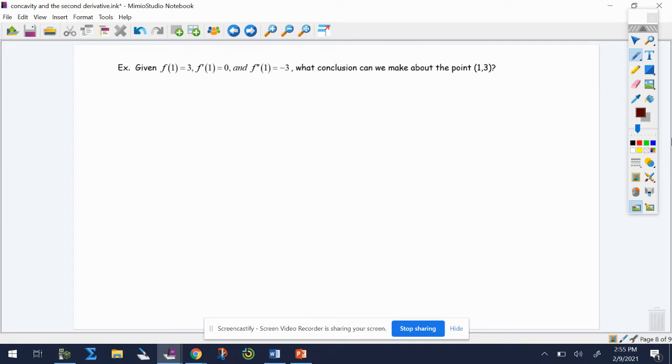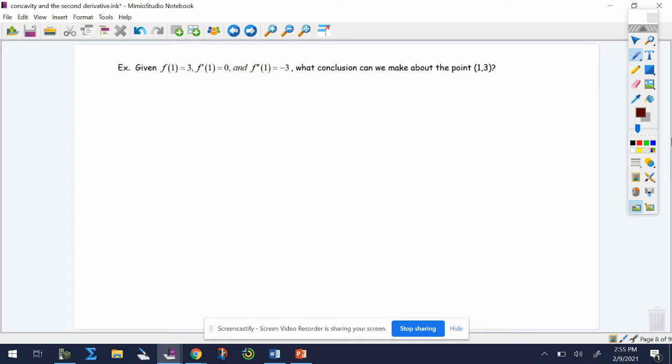And here's what it tells us. It tells us that we know f of 1 equals 3. So essentially that's just a point on a function. It tells us that the derivative at 1 is 0. And then it tells us that the second derivative at 1 is -3. And it wanted to know what conclusion can we make about (1, 3).